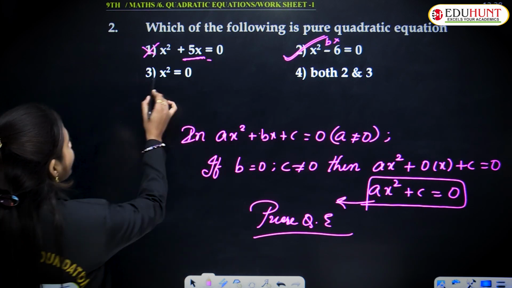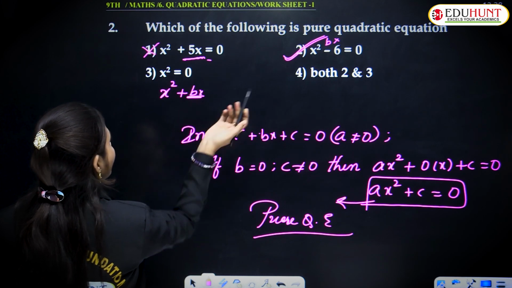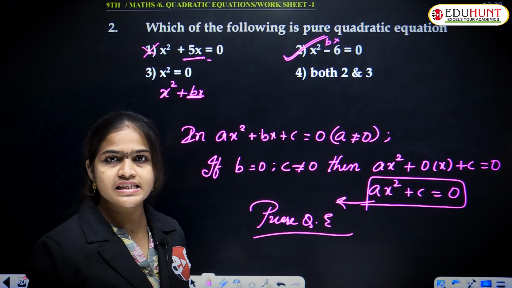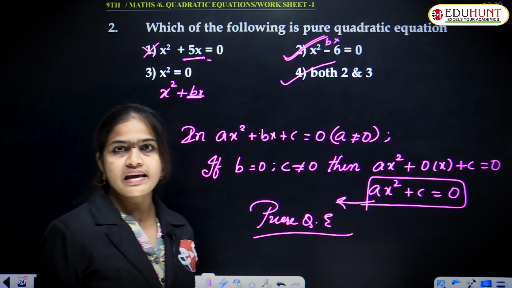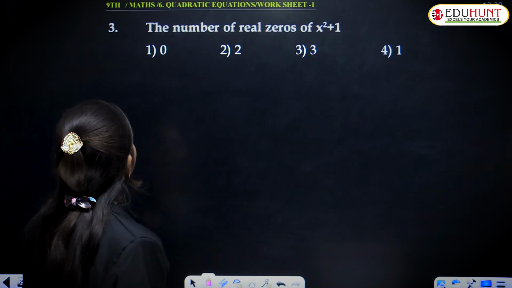Come to the next one. Here also x square, but here the b term is not there. So that's why here also we can say that. So both 2 and 3 are the options. Am I clear to you, children? Yes. So let us see the next one.